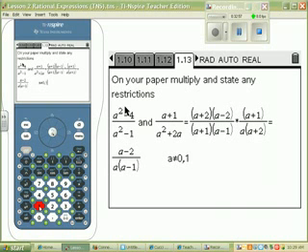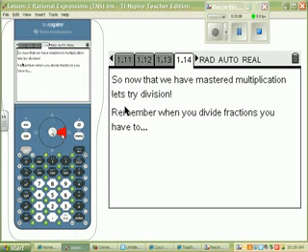Okay? So it's important that you state restrictions. This becomes very important when you guys do pre-calc next year. All right, so A cannot equal 0 or 1. Make sense? Okay, let's look at the next page.